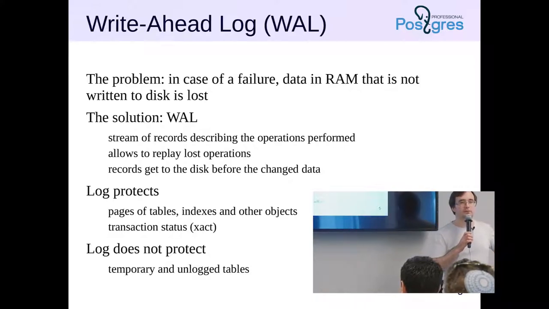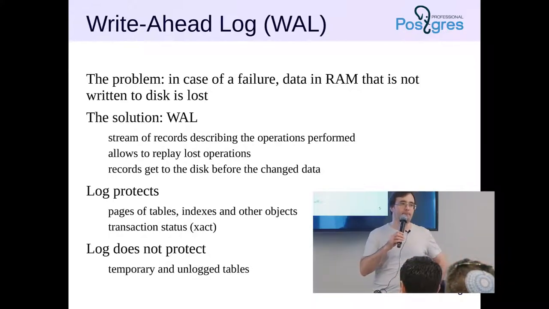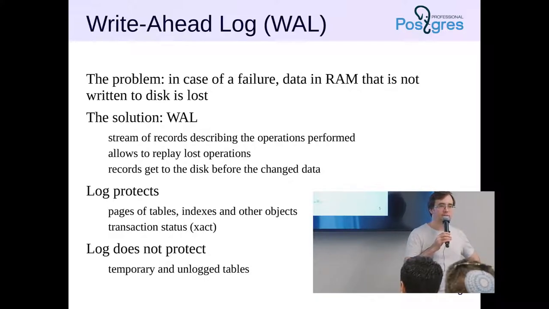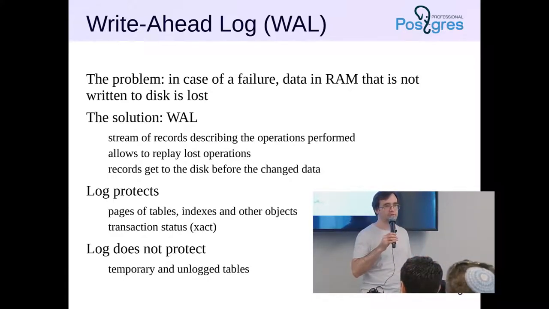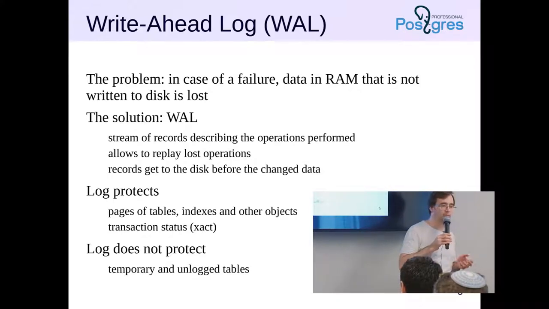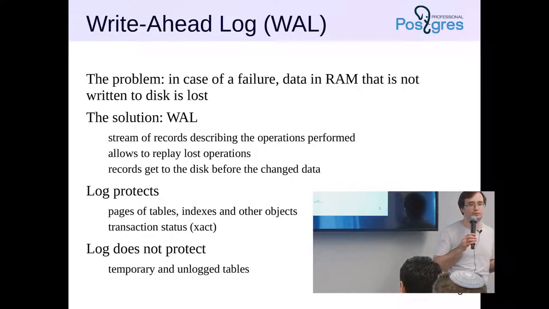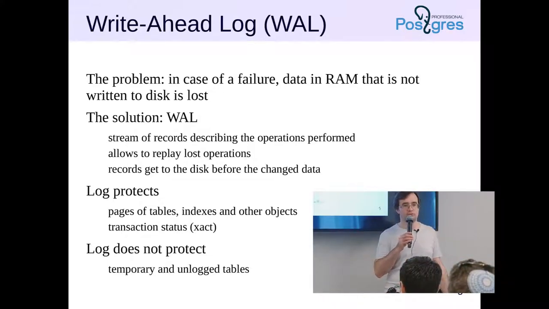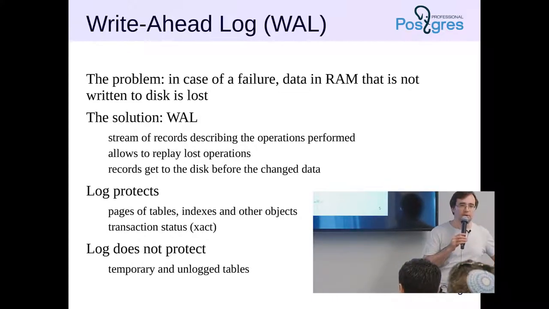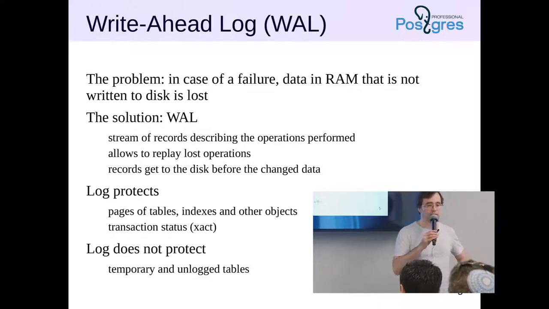Buffer cache speeds up work because it allows us to perform fewer I/O operations, but some data resides in operating memory, not on disk. And in case of failure, power outage or something like that, a crash of database or operating system, you lose all data that were in operating memory. And you lose consistency of your data. So we have to protect consistency, and Postgres uses write-ahead logging for it, as most databases do.